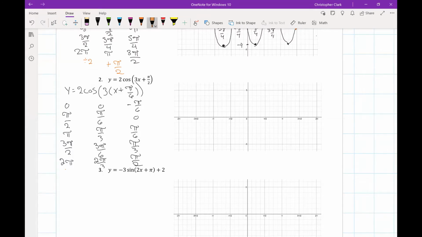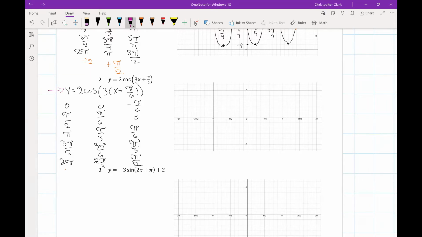All right, so as I mentioned, I am going to go ahead and finish off problem 2 and problem 3 just to give us a couple more examples. So for problem 2, we have y equals 2 cosine of 3x plus pi over 2. The first thing we're going to do is pull the 3 out.